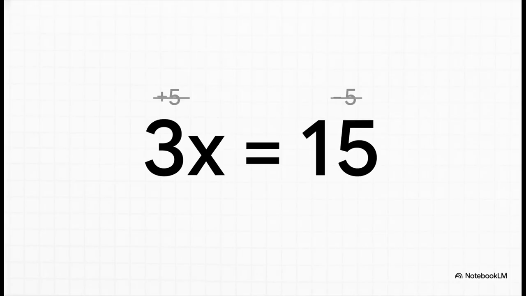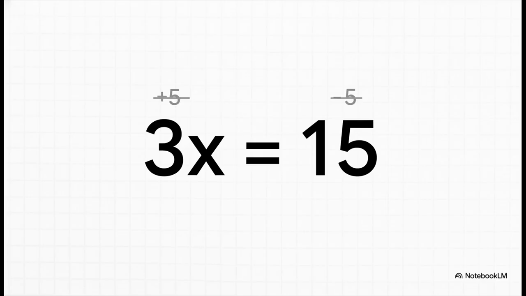And here's the result of applying that subtraction property of equality. Our positive 5 and negative 5 completely cancel each other out to 0 on the left, and on the right, 20 minus 5 gives us 15. So we're now left with a simplified, perfectly equivalent equation, 3x = 15.